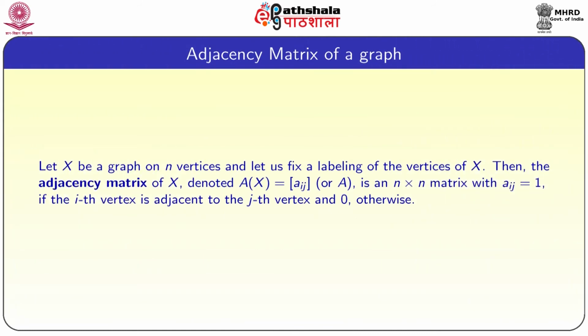Adjacency matrix of a graph. Let X be a graph on n vertices. Let us fix a labeling of the vertices of X. Then the adjacency matrix of X, denoted A(X), which is equal to (Aij), or simply A if X is clear from the context, is an n by n matrix with Aij equal to 1 if the ith vertex is adjacent to the jth vertex and 0 otherwise.